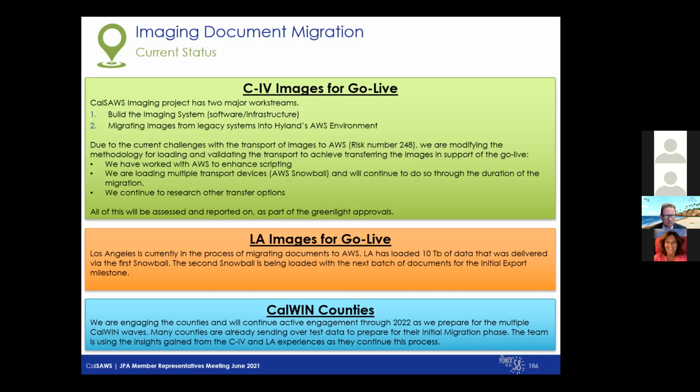The other major step, though, is migrating all of our images from the on-prem solution into the Highland Cloud. As you are all aware, we have C4 images that are in our on-prem data centers, and we have roughly around 800 million pages of images that need to be moved from that on-prem facility into the Highland cloud. And as was mentioned earlier in risk number 248 in that risk slide, we had some challenges around moving the data prior to February 28th of this calendar year.